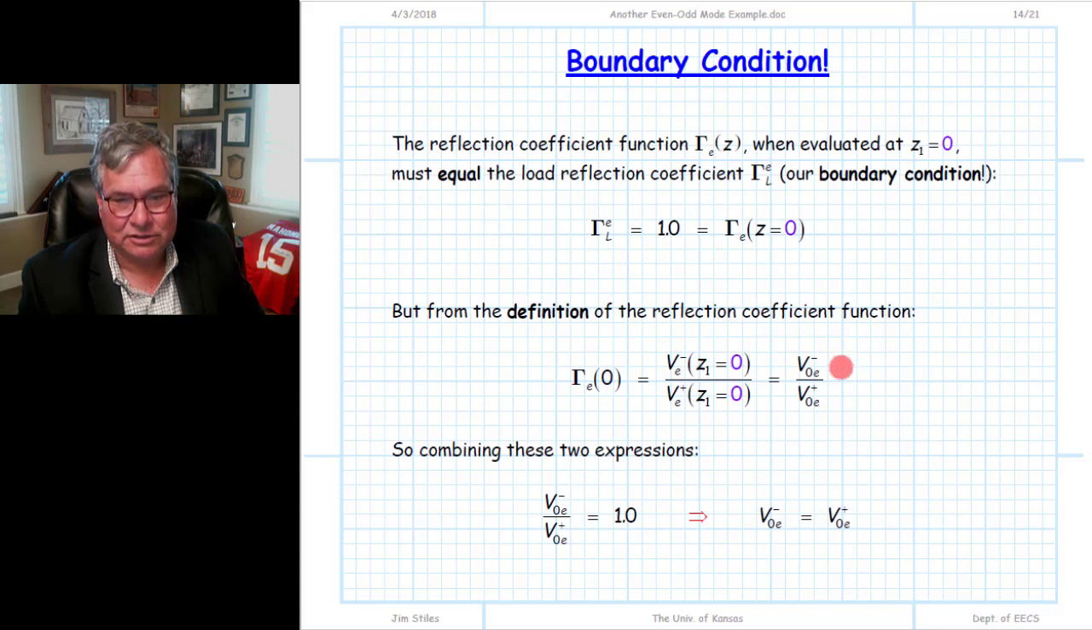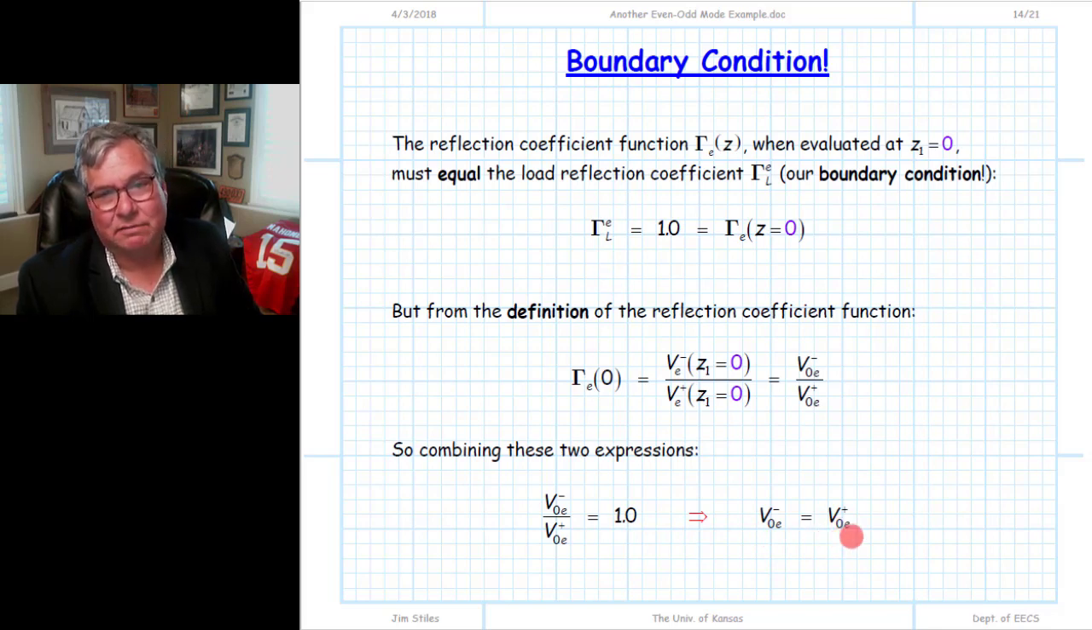So this is just a shorthand notation for this value. Likewise, V0 plus is the value of the plus wave voltage at z equal to 0. Putting all these pieces together, the ratio of these two things must be equal to 1. From that, we can conclude that V0 minus for the even mode is equal to V0 plus for the even mode. So a simple analysis of a transmission line terminated in an open circuit comes to this result, and we've seen this result before.